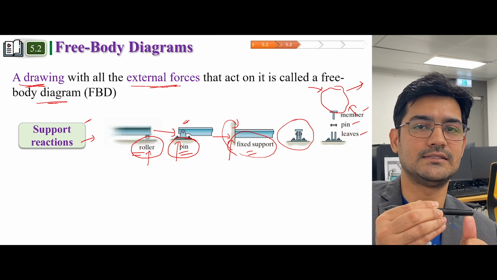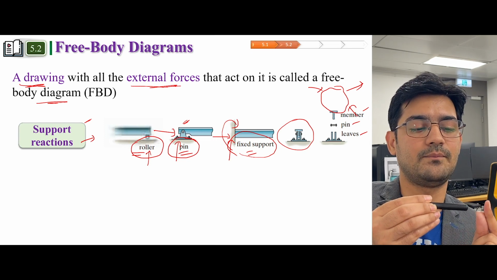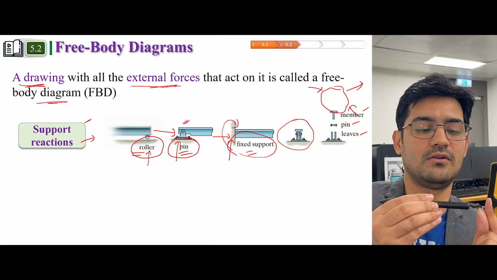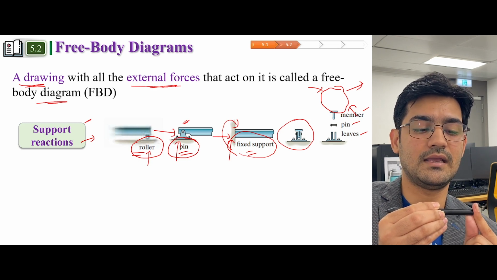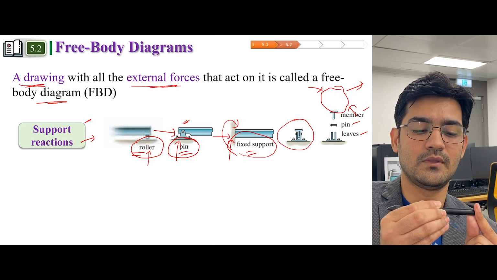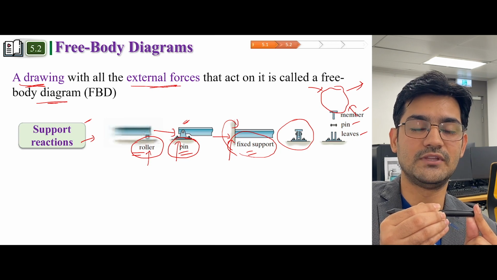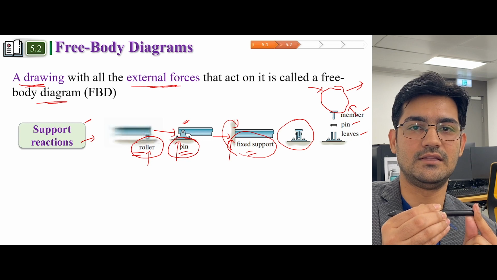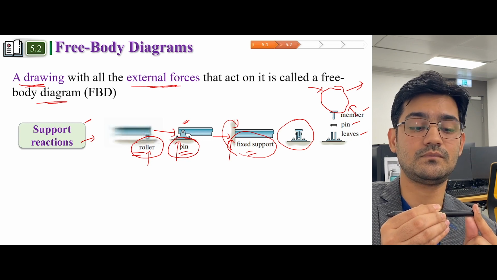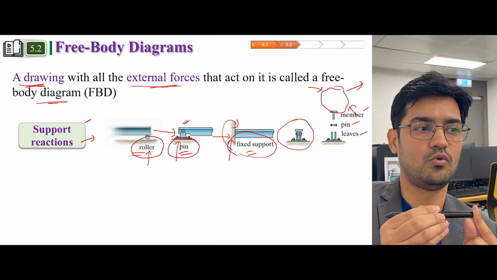Now, what is an example of a pin support? If I put my index finger on the top of the pen and hold it here, then in addition to not being able to move this pen in the vertical direction, I can also not move my pen in the horizontal direction. So this type of support would be referred to as a pin support.